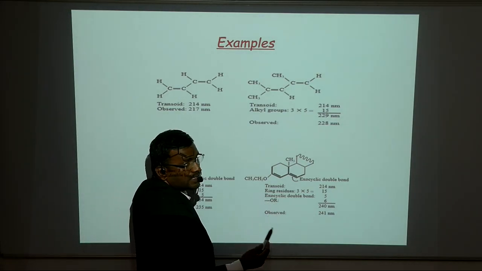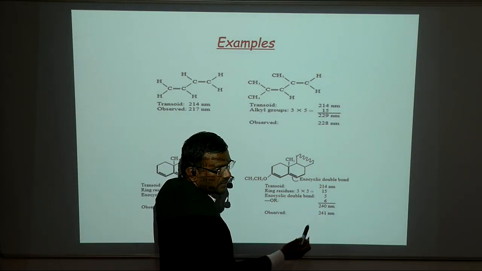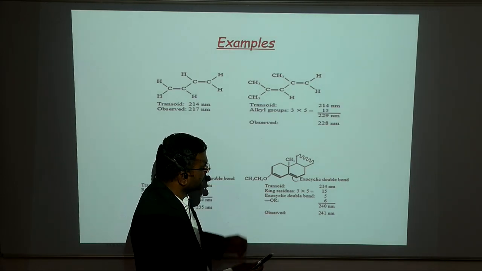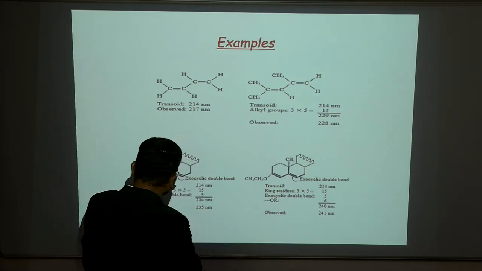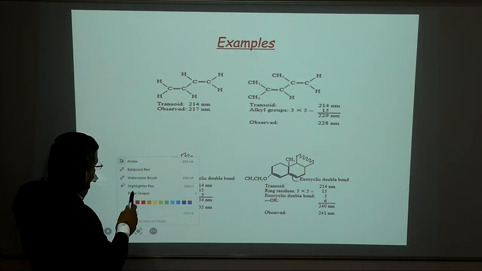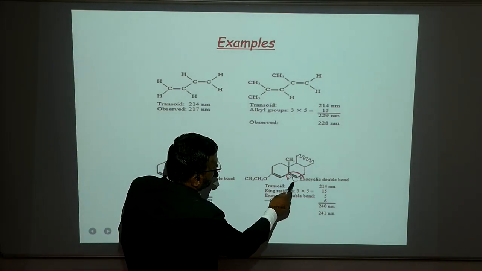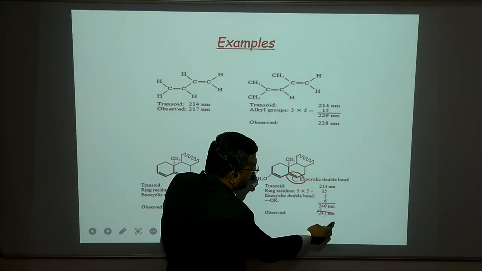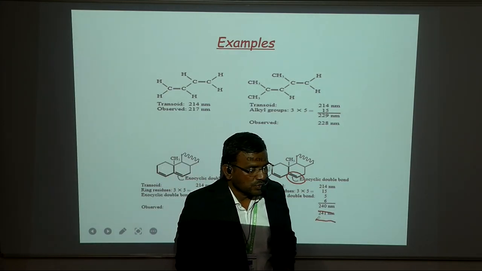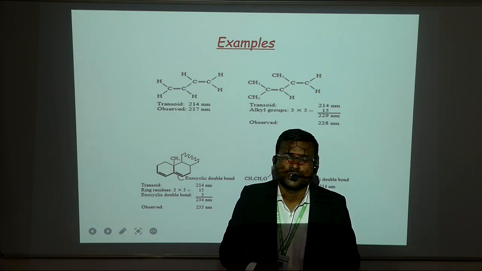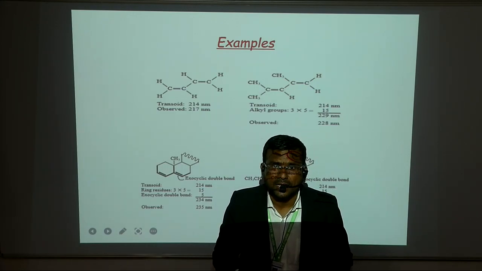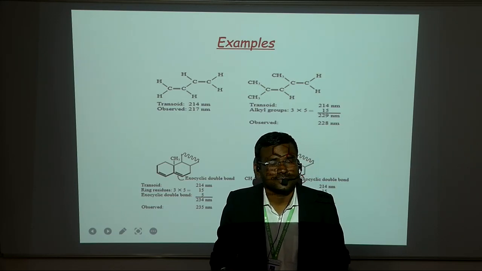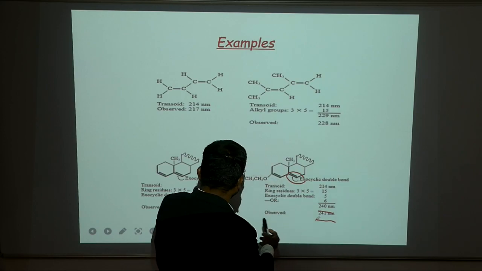Now, ring residue, there are 3 ring residues. Therefore, for that we have to add 15 nanometer. An exocyclic double bond is present. This is an exocyclic double bond. This is an exocyclic double bond. Look at here. And for that, there is an addition of 5 nanometer. So the calculation is 214 and the observed value is 241. So by using the Woodward-Fieser rule, we are theoretically able to calculate the maximum wavelength of a compound in ultraviolet spectroscopy. Okay, these are the 2 examples.